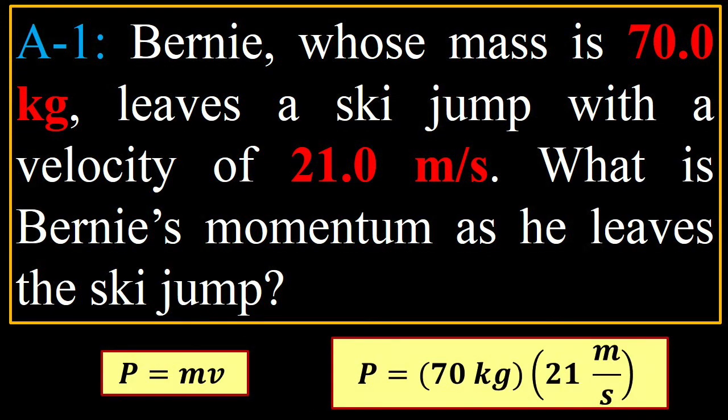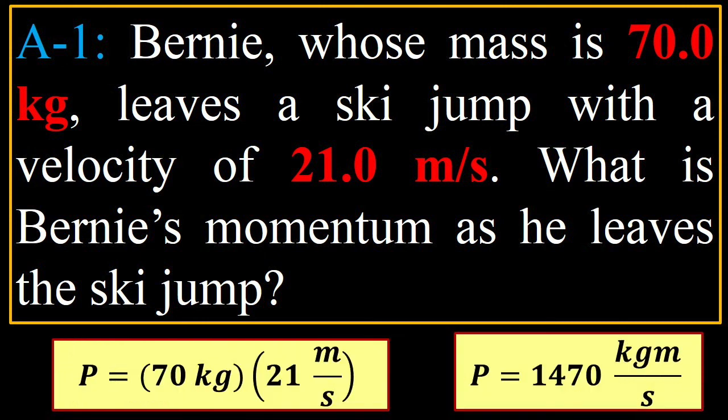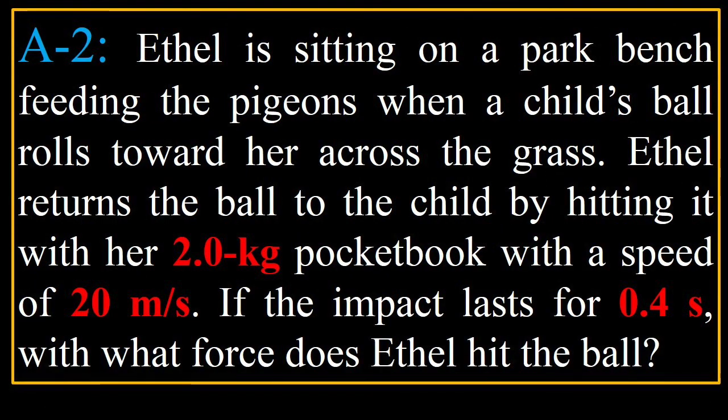70 times 20 is 1,400, and then another 70 gives 1,470, and that's the answer. So, what is Bernie's momentum as he leaves the jump? It'll be 1470 kilogram meters per second.